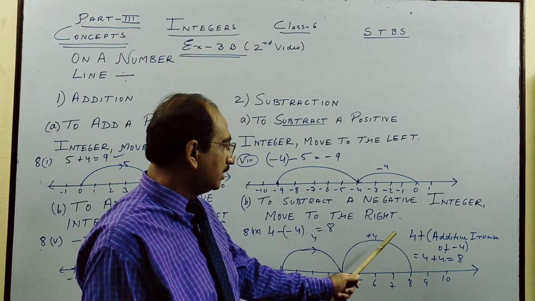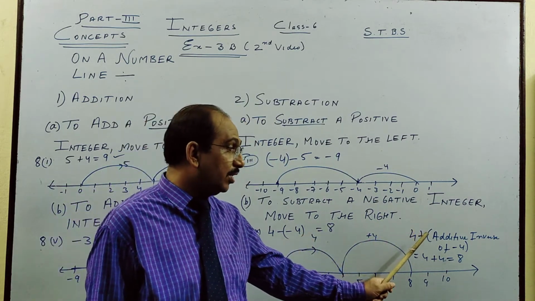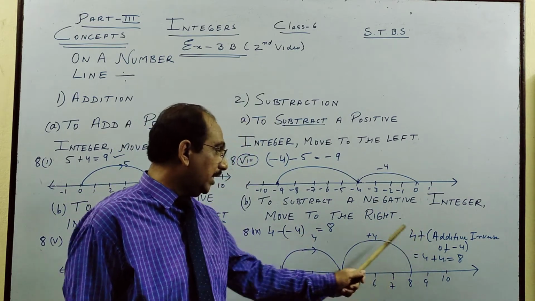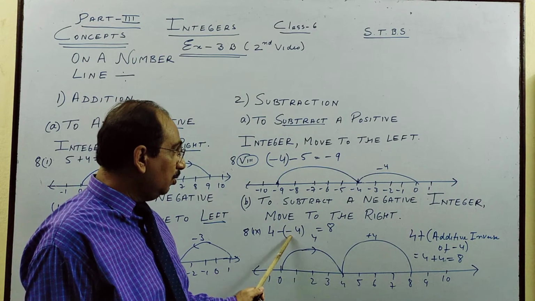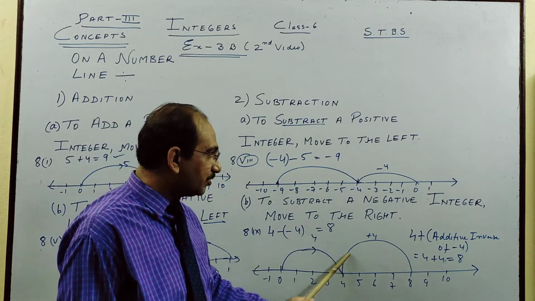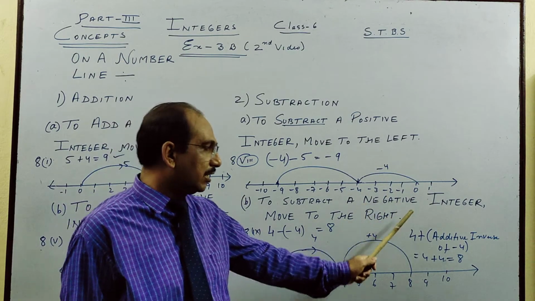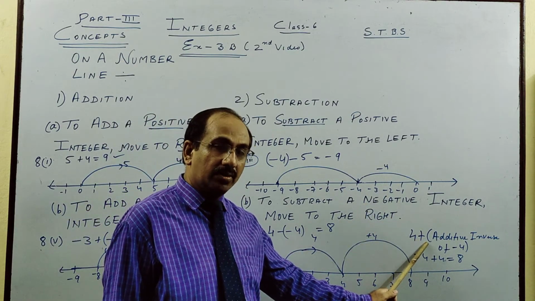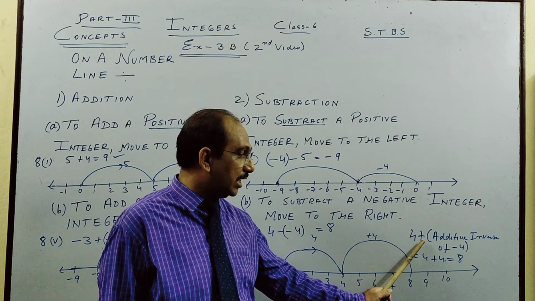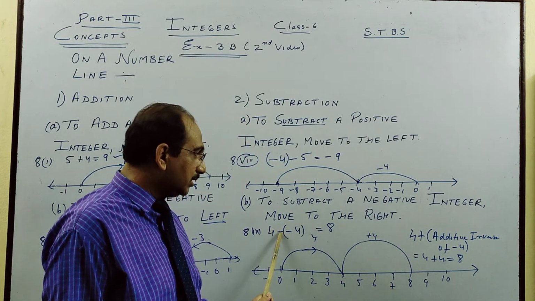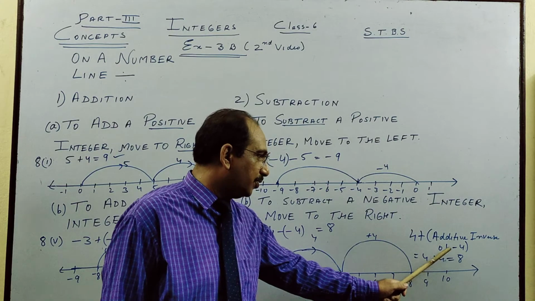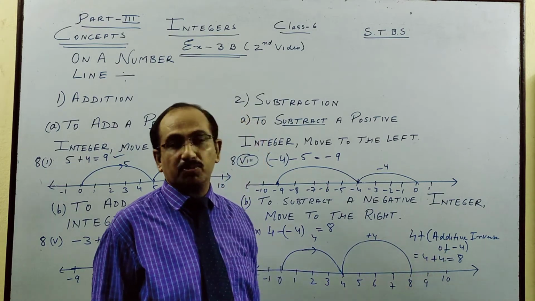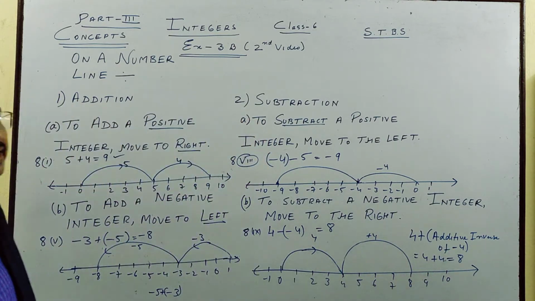This is the real concept when you do it without a number line, and this is with the number line. When you subtract a negative integer, we move to the right. And this was theoretical, which I did in the earlier part of the exercise. So 4 plus the additive inverse of minus 4. The additive inverse of minus 4 is plus 4. 4 plus 4, we get 8. So pause your video and copy, then I will do other sums.